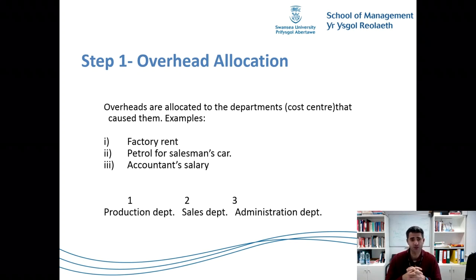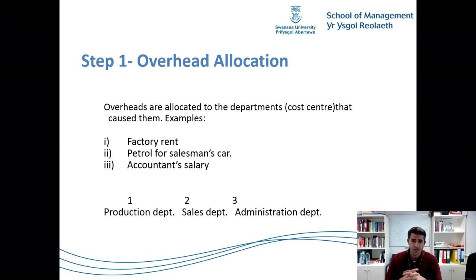Let's have a look at the petrol for the salesman's car. It's related more to the sales department. And the accountant's salary, of course, is related to the administration department. So can you see the first step, which again is that overheads are allocated to the departments that caused them.